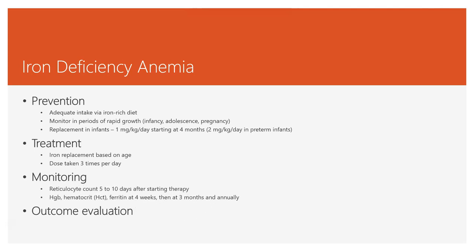Monitor their reticulocyte count 5 to 10 days after starting therapy. You'll get a hemoglobin, hematocrit, and ferritin at 4 weeks, and then 3 months, and then annually. And for outcome, we want to see a return to normal hemoglobin, hematocrit, and ferritin levels.